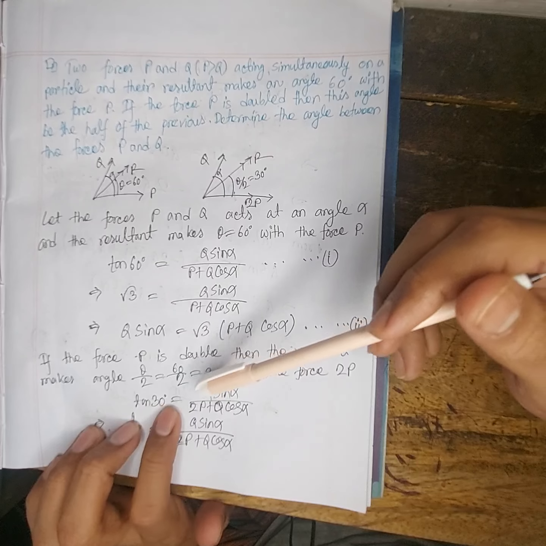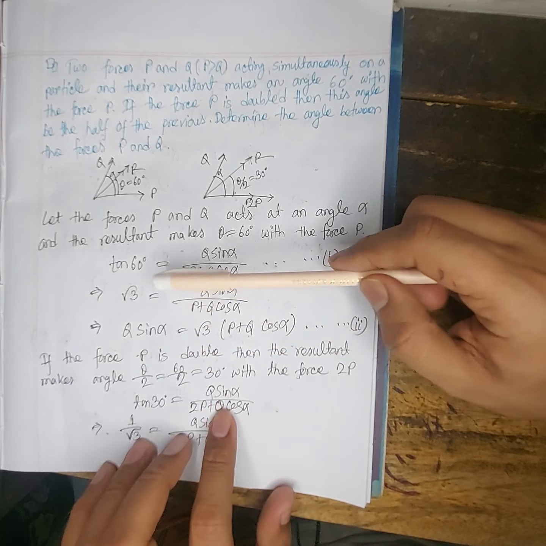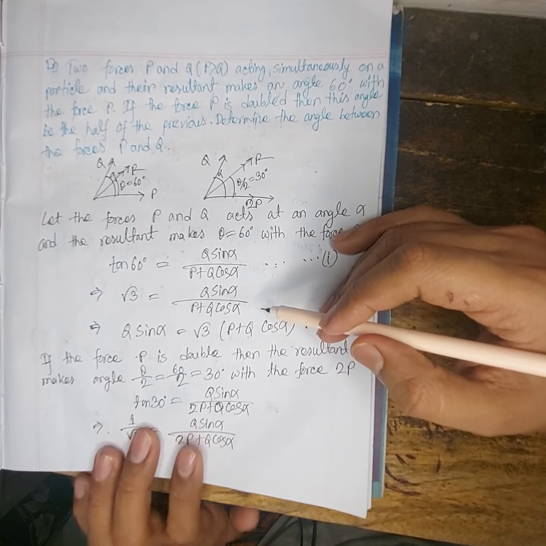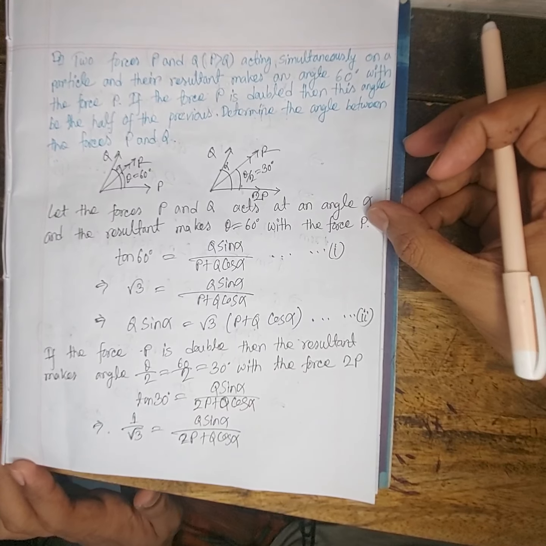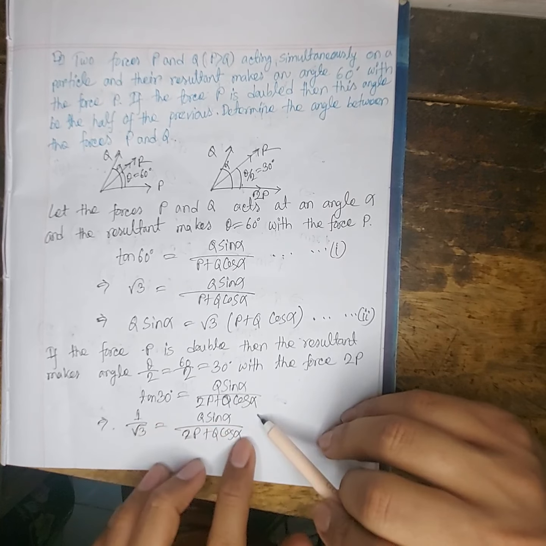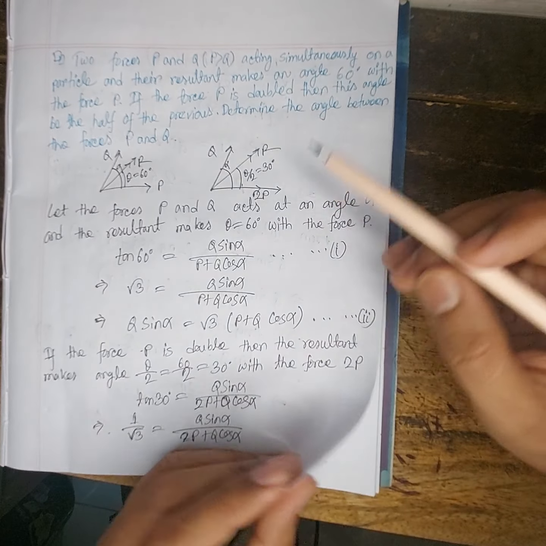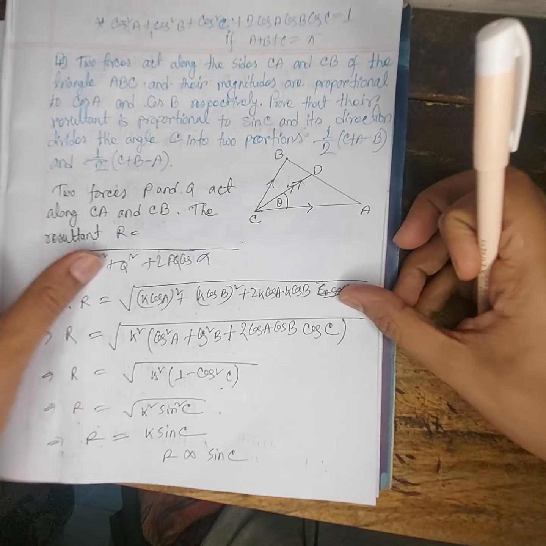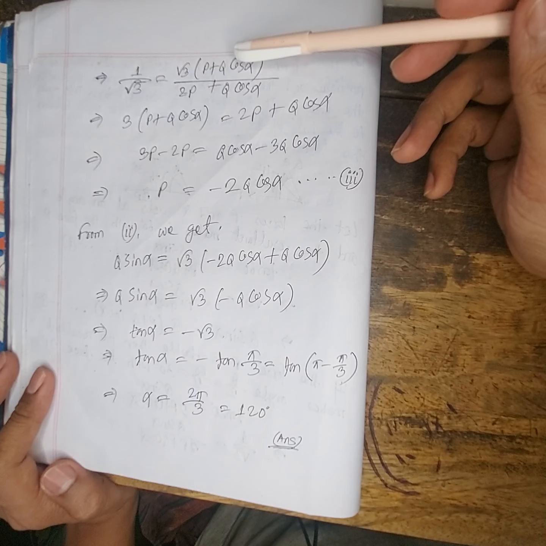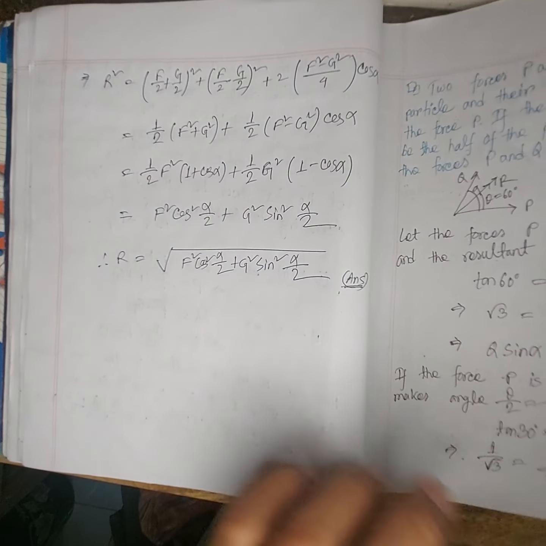So for tan 30 we use the direction formula of the resultant, which is tan theta is equal to q sin alpha divided by p plus q cos alpha. So we put the value of tan 30 here. By using this formula, we get 1 by root 3 is equal to root 3 times p plus q cos alpha divided by 2p plus q cos alpha.